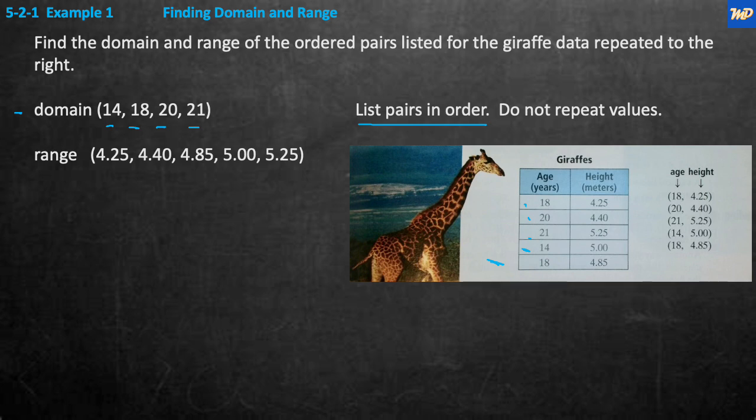And now we're going to list the ranges. What are the ranges? Well, the ranges start at 4 1/4, goes to 4.40, goes to 4.85. That's in order, right? These are just in order: 4 1/4, 4.40, 4.85, 5, and 5.25. This is the range values. They're not mapping them to the domain values at this point. They're just listing them as domain and range in order. And do not repeat the values. You won't see any number in the range values repeated. Okay?